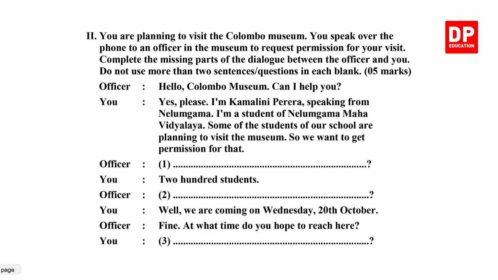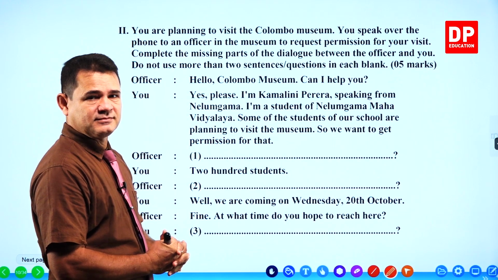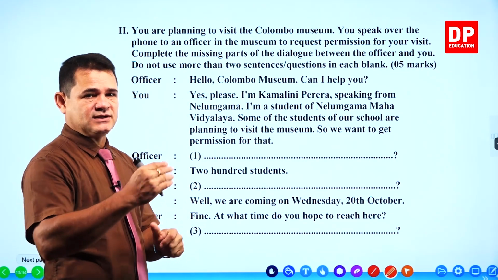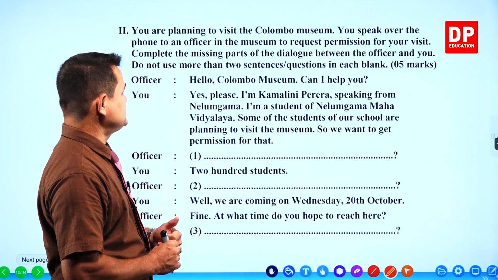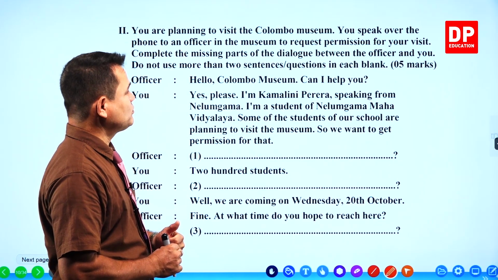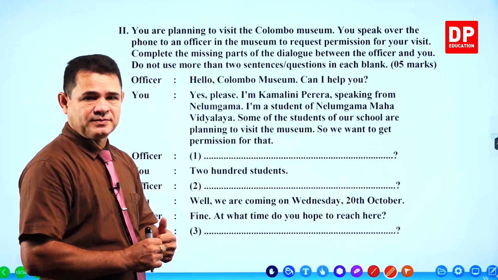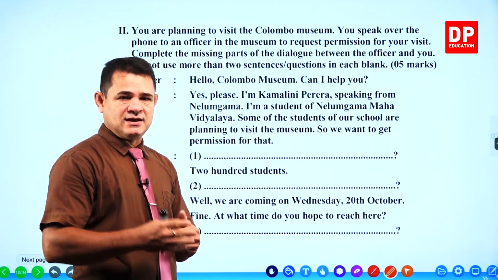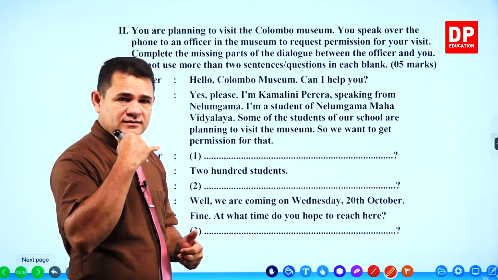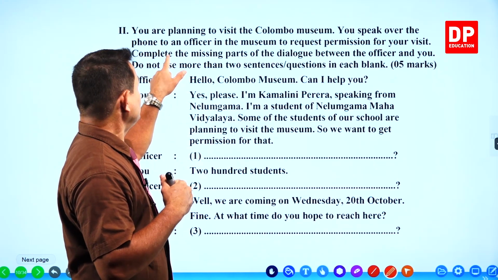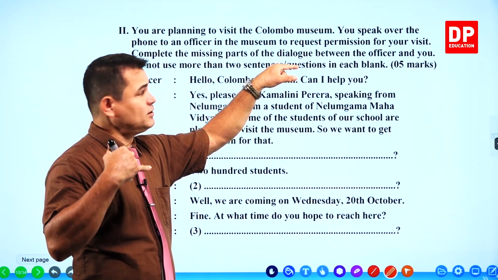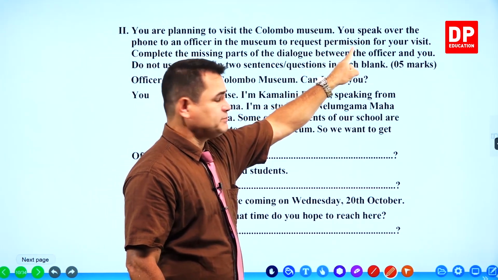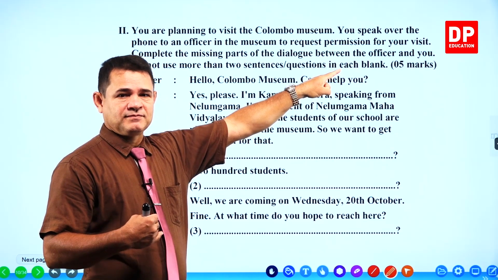Next question is, you are planning to visit the Colombo Museum. You speak over the phone to an officer in the museum to request permission for your visit. දැන් සැලසුම් කරනවා museum එක බලන්න යන්න. And you are calling, now you are talking over the phone to an officer in the museum. Museum එකේ officer කෙනෙක් නිලධාරියෙක් කෙනෙකුට you are talking over the phone, right? To request permission. අවසර ඉල්ලන්න.